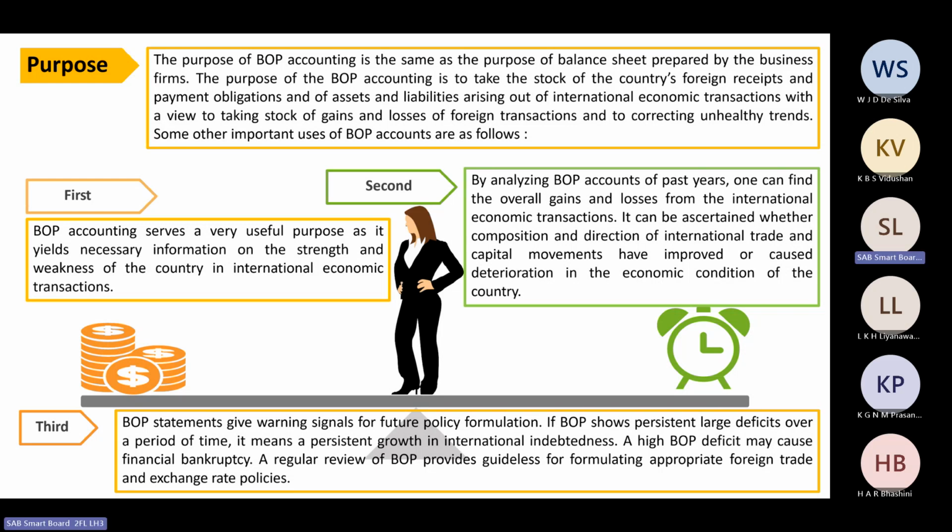Second, by analyzing the balance of payment account of past years, one can find the overall gains and losses from international economic transactions. It can be ascertained whether the composition and direction of international trade and capital movements have improved or caused deterioration in the economic conditions of the country. That is explained by looking at the trends in the balance of payment account. We can consider in what direction the country is going.